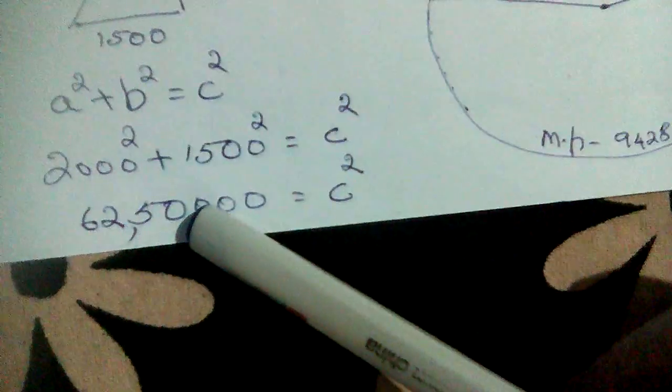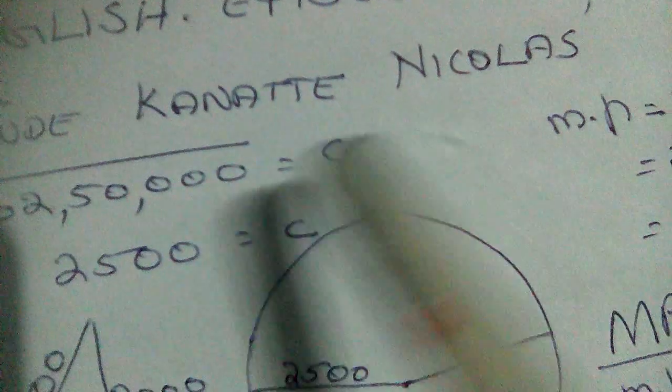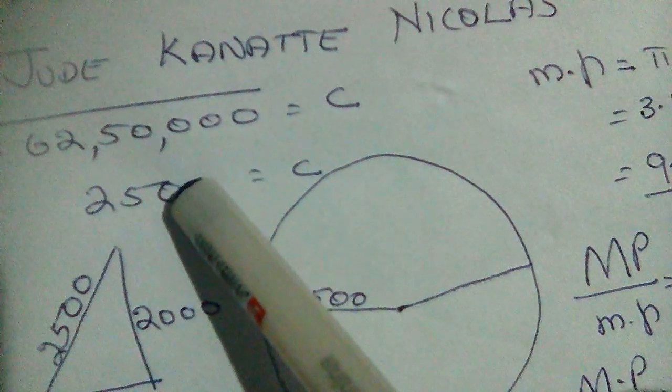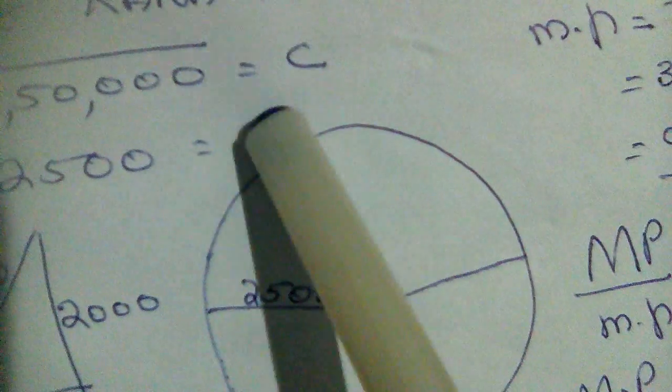Square root of 62,50,000 is represented like this. Everybody knows it. In the last 2-3 episodes I have described all of that. The square root of 62,50,000 is 2,500. We shall just check it in the calculator. Square root of 62,50,000 is equal to 2,500. So we got the measurement C as 2,500.